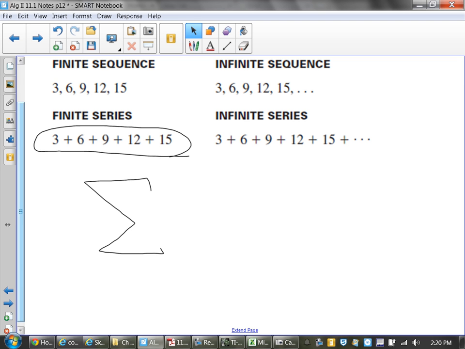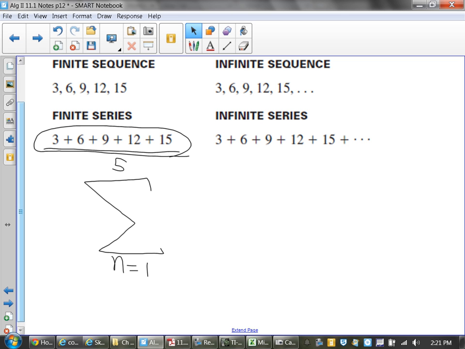Well, how many terms are in that series? 5. The number of terms in the series goes up top. There's 5 of them. We're going to add 5 things together. Are we starting with the first term to add, or the third term, or the 6th term, or what? First term. You start with the first term. This tells me I'm starting with the first term, and I'm adding 5 terms together.